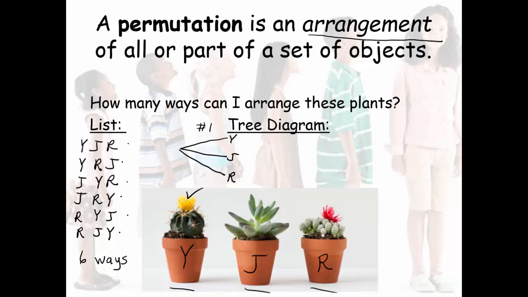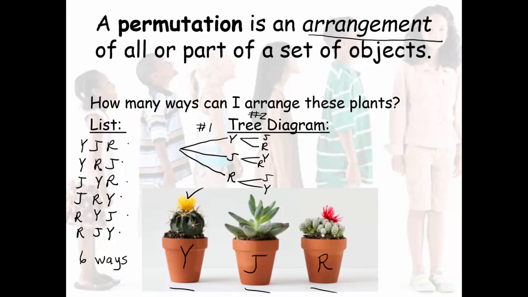Okay? Now, once I've put a plant there, one of those plants has been taken. So, for example, if I put the yellow plant there, when I go to choose what gets to be in the second location, I'm going to put a number 2 up here. For the second location, I can't choose yellow again, so I really only have 2 choices. Now, I either could choose jade or red. Those are my 2 choices. And if I had put jade first, then I also only have 2 choices, but they're different, yellow or red. And if I put red first, now I could either choose jade or yellow. Order does not matter on the tree diagram, okay? It just is a way of displaying all the choices.